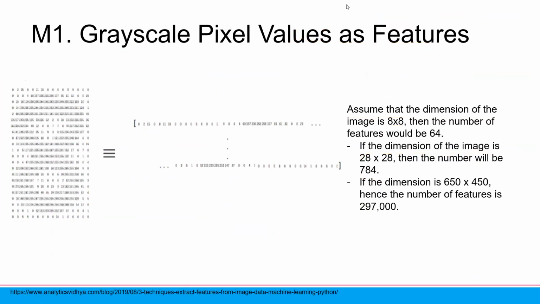In some cases, the image has dimensions which are not the same, maybe 650 multiplied by 450. In this case, the number of features will be 292,500. So we can say that if the image is getting bigger or larger, the number of features is also getting larger.